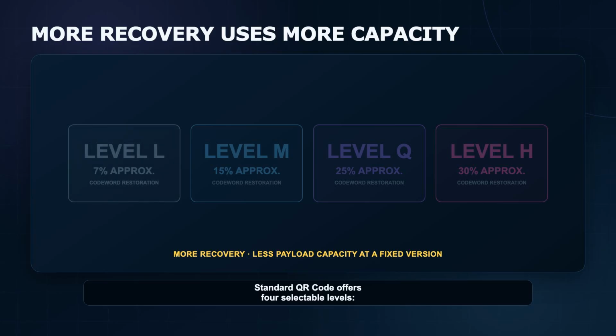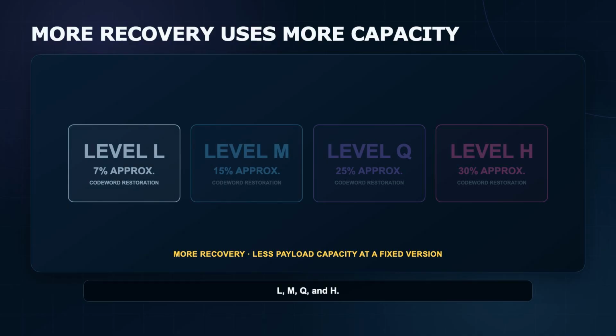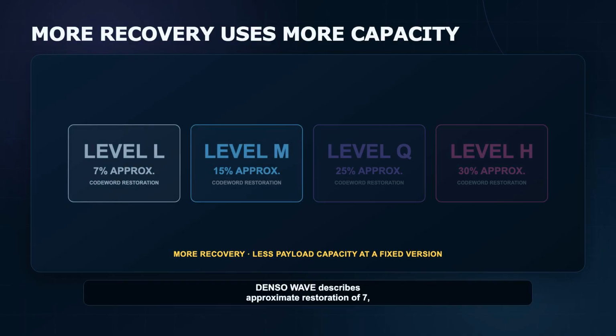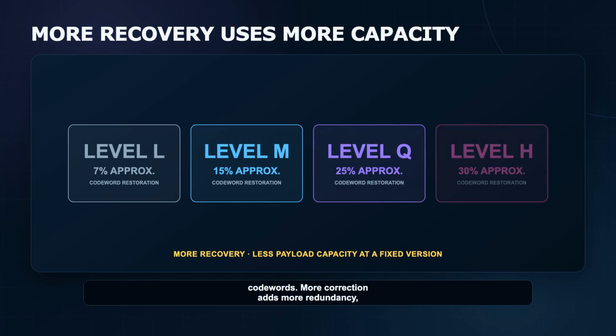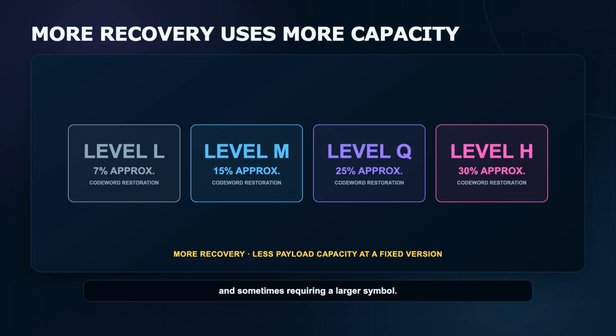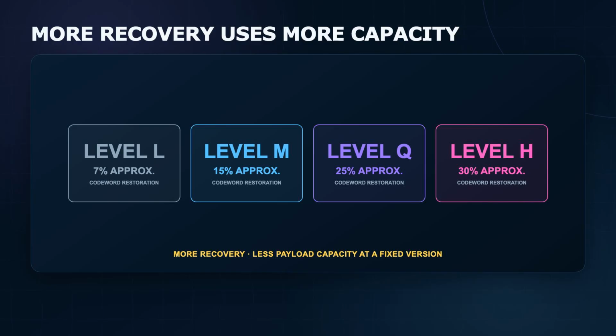Standard QR code offers 4 selectable levels: L, M, Q, and H. Denso Wave describes approximate restoration of 7, 15, 25, and 30% of total code words. More correction adds more redundancy, leaving less room for payload at a fixed version and sometimes requiring a larger symbol. There is no universally best level.